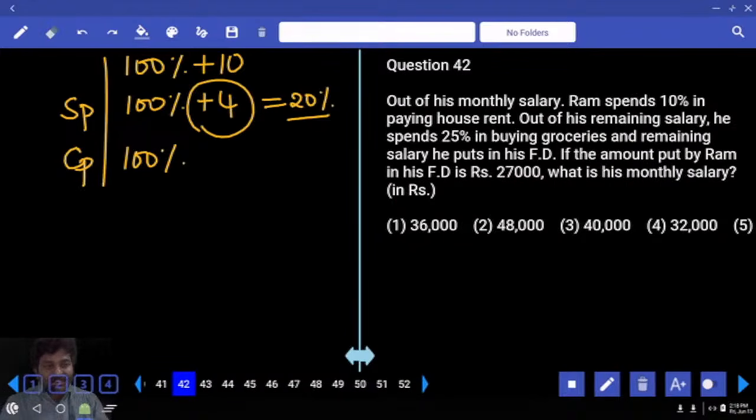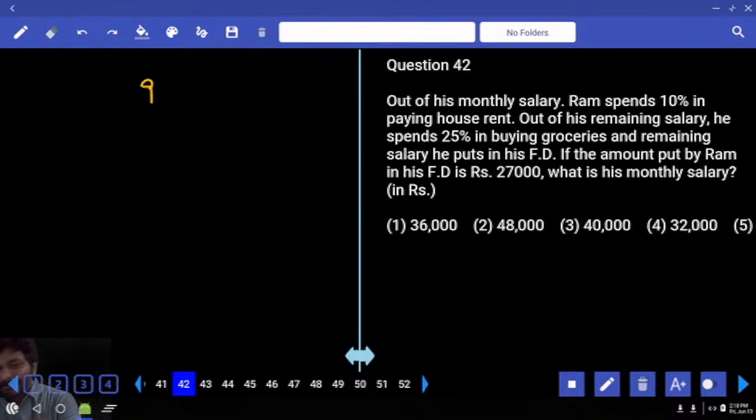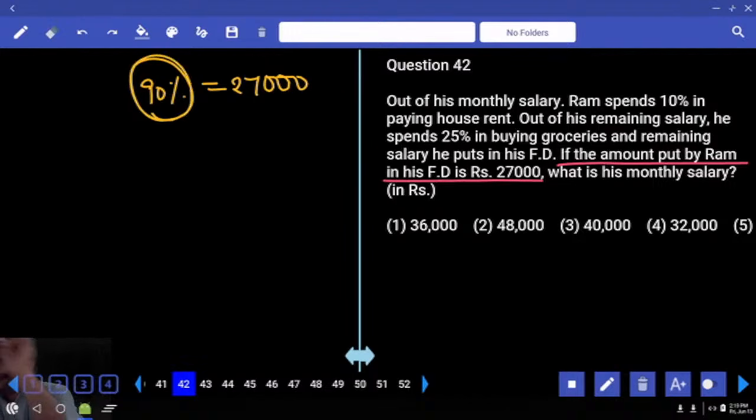Out of his monthly salary, Ram spends 10% in paying house rent. Out of the remaining salary, how much is remaining? 90% is remaining now. He spends 25% in buying groceries and the remaining salary he puts in his FD. 25% is spent, remaining 75% of the remaining salary, correct? Which is spent on fixed deposit, FD. If the amount put by Ram in his FD is 27,000. So 27,000 rupees is amount deposited in FD, which is 75% of 90%.